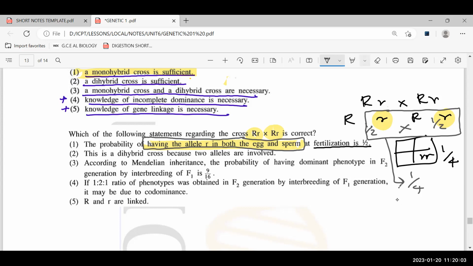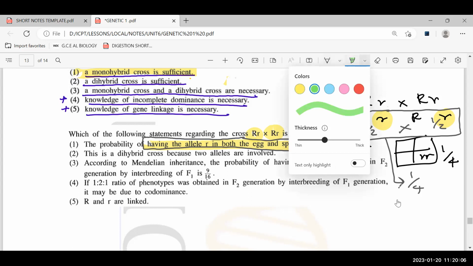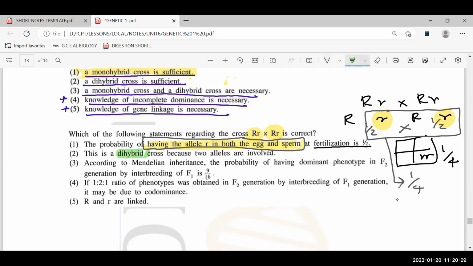And I think the next one is pretty obvious. It's not a dihybrid, right? It's a monohybrid. This is a monohybrid cross, not a dihybrid cross. According to Mendelian inheritance, the probability of having the dominant phenotype in the F1 generation by interbreeding of F1 is 9 out of 16. False.